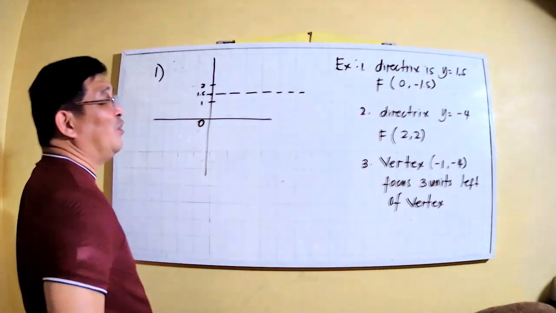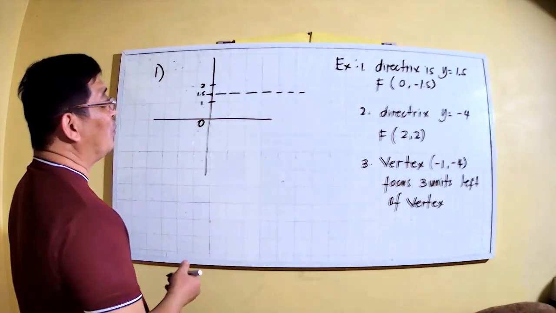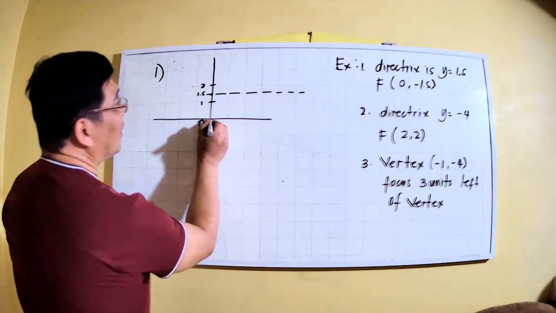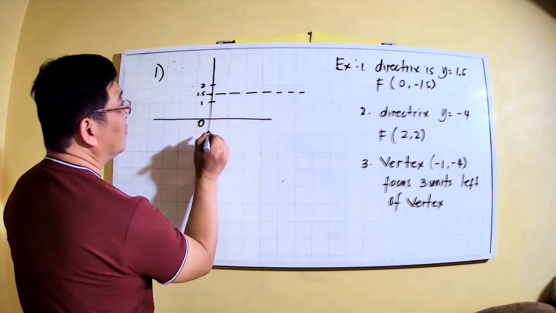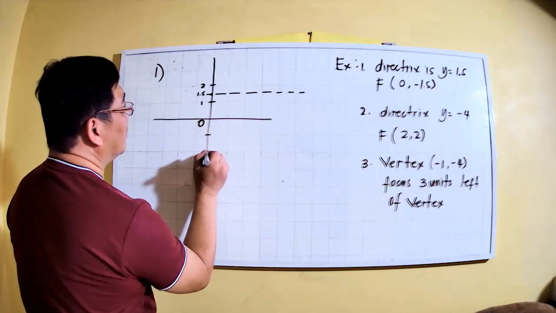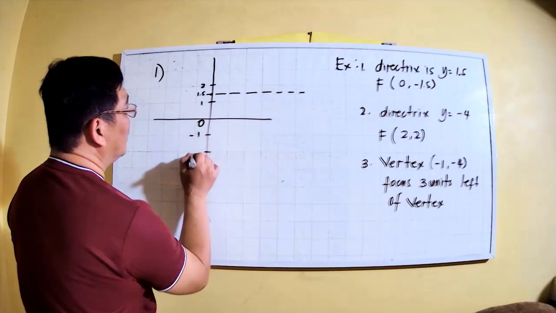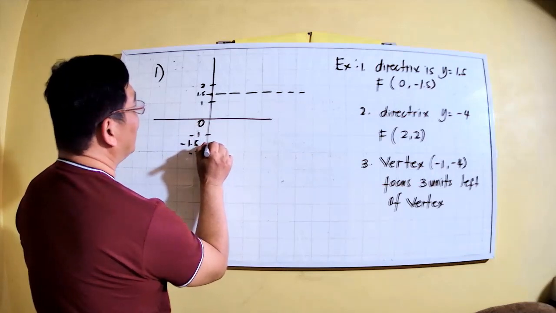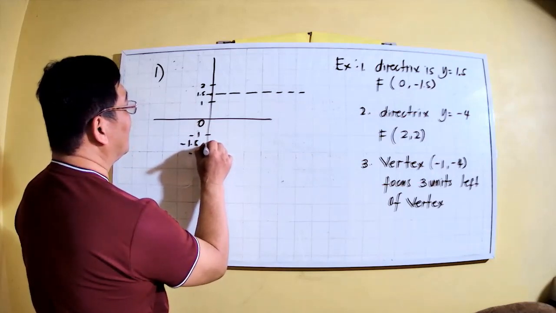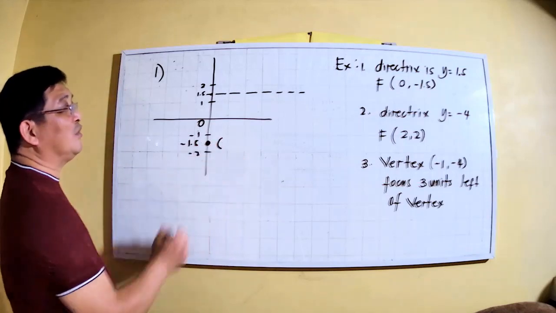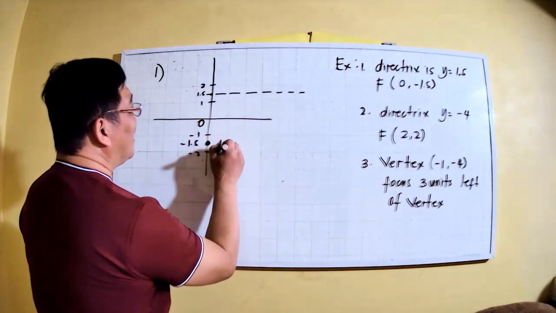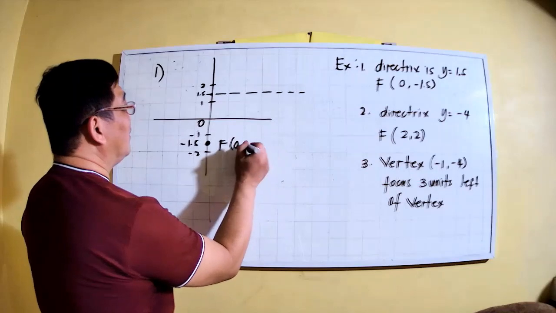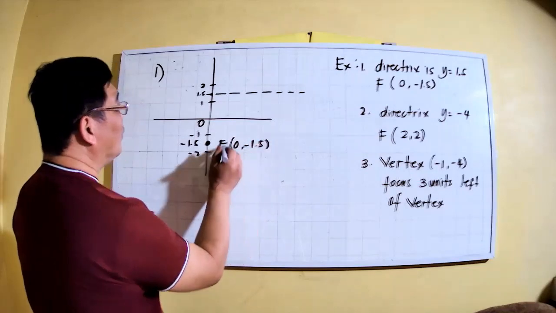Now we have our focus at (0, negative 1.5). 0, ito yung 0, and then negative 1.5. Nandito yung negative 1.5. 1, 2, negative 1.5, somewhere here. Then 0. So, ito yung coordinate niya. Ito yung tinatawag nating focus. The focus is at (0, negative 1.5).